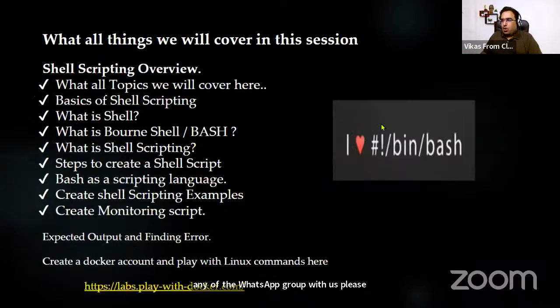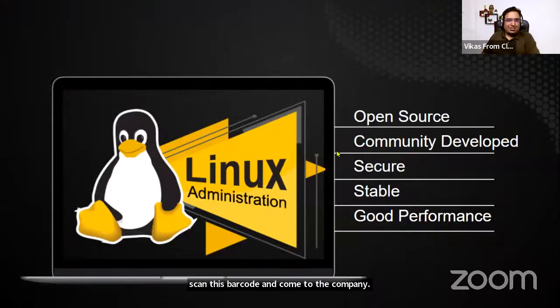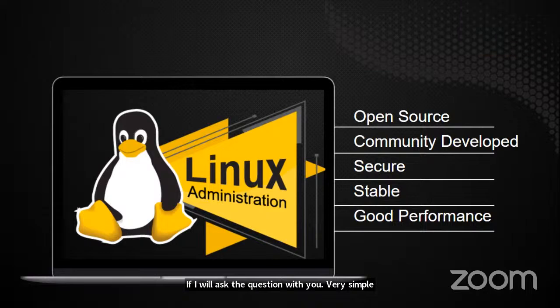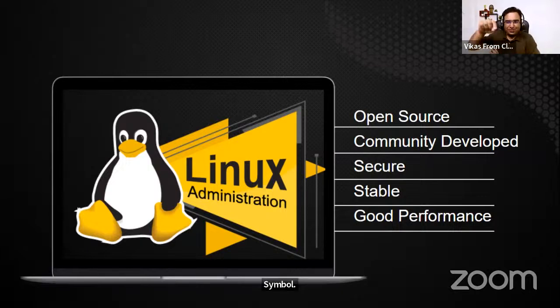Cool. Now, if I ask you a very simple question: what exactly is Linux? Go ahead, give me the answer. What exactly is Linux? It is one type of operating system. Simple. Okay, the point to be noted. Can you write this point? It's the operating system, whatever you are telling.